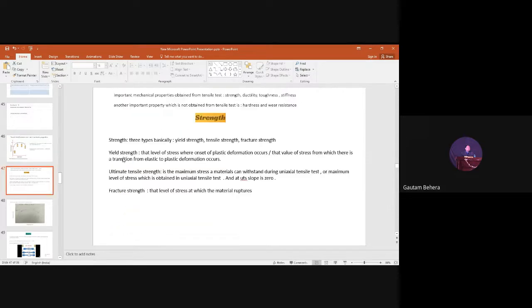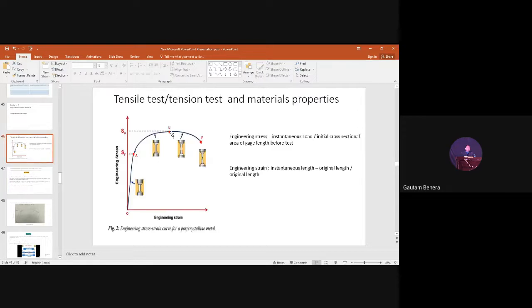And here it is written: that level of stress where onset of plastic deformation occurs, from which there is a transition from elastic to plastic deformation, right? Then what is UTS? This point, maximum stress point, is UTS, right? So you can define it easily. That is the maximum value of stress which can be obtained from uniaxial tensile test, right? Because it's the maximum value of stress which we can obtain by this uniaxial tensile test.